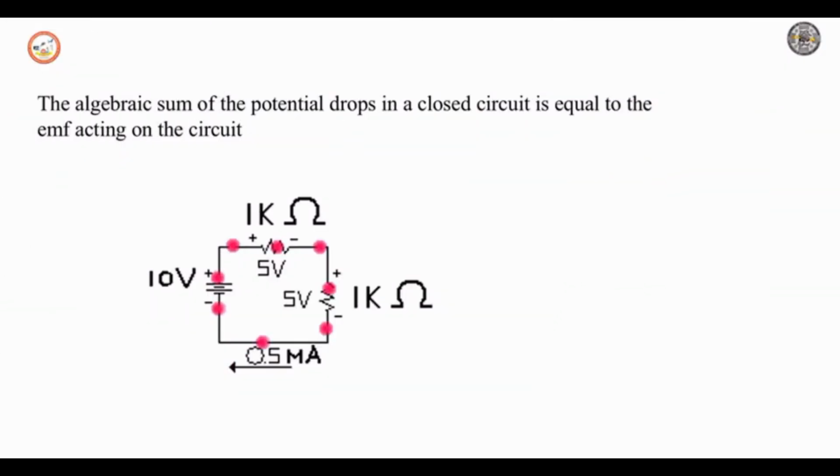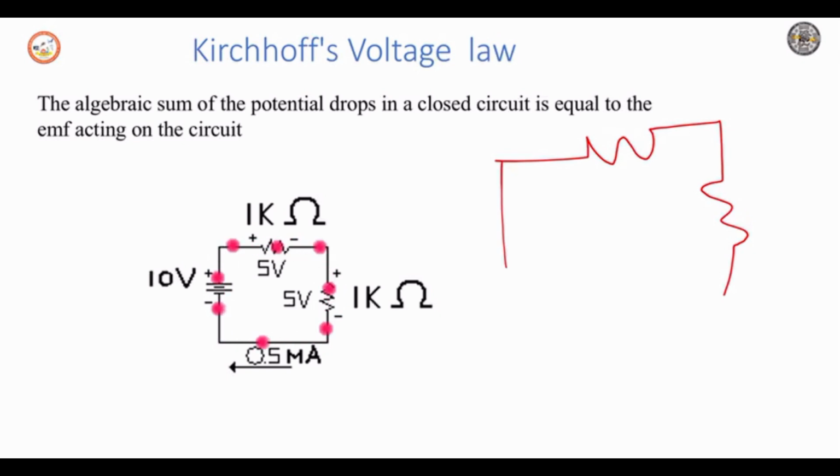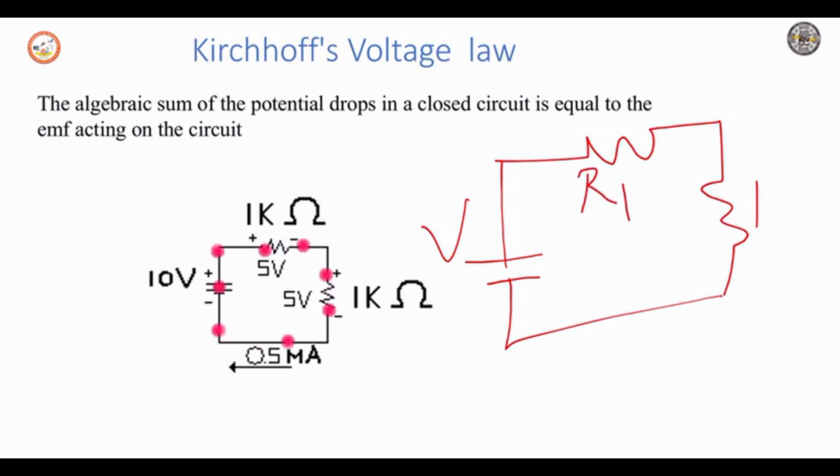Next, let us consider Kirchhoff's voltage law. According to the Kirchhoff's voltage law statement, the algebraic sum of the potential drops in any closed circuit will be equal to the EMF acting on it. If we consider a simple example, I am going to consider a single source along with 2 resistors. Let us consider the voltage source is V and the resistances are R1 and R2.